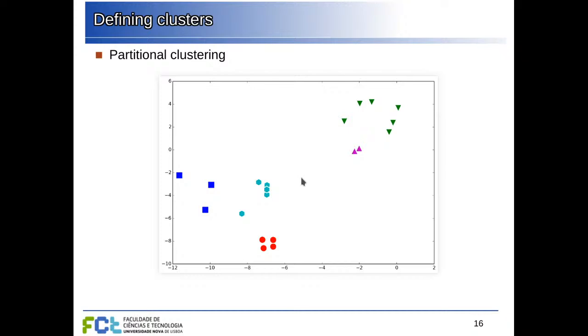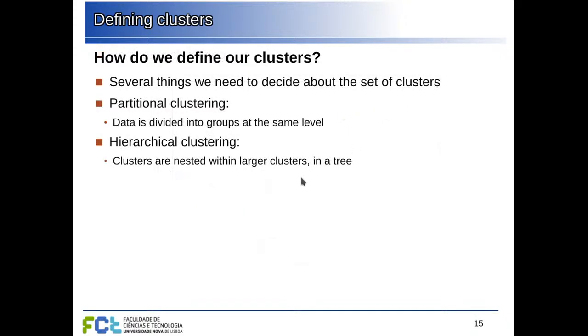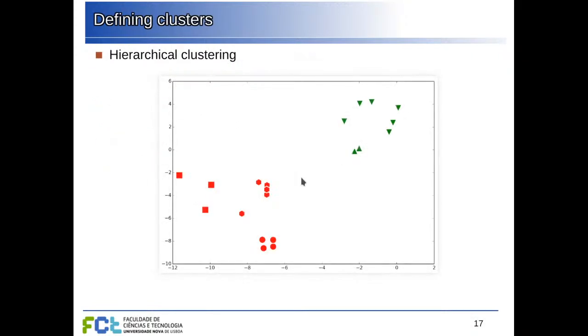This would be an example of partitional clustering. Or we can do hierarchical clustering, which is to create clusters that have subclusters and subclusters in a tree. For example, like this. We have this green cluster here and the red cluster here, but the red cluster is subdivided into three clusters: the squares, these hexagons, and the circles. And the green cluster is divided into the two types of triangles. So this is an example of hierarchical clustering, where we have clusters that have subclusters and so on.